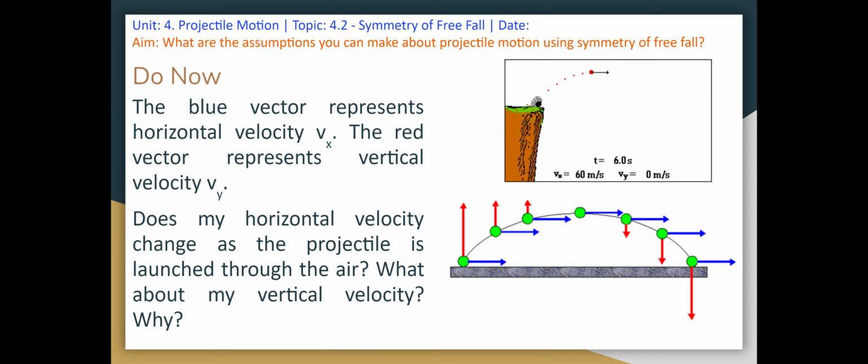The acceleration due to gravity only acts in the y direction. My acceleration due to gravity only pulls me downward. It doesn't really pull me to the left or to the right. And again, your acceleration is your change in velocity over time. If you have a change in velocity, you have an acceleration. Therefore, the acceleration due to gravity only acts in the y direction here. And in the x direction, my velocity is constant. There is no acceleration.